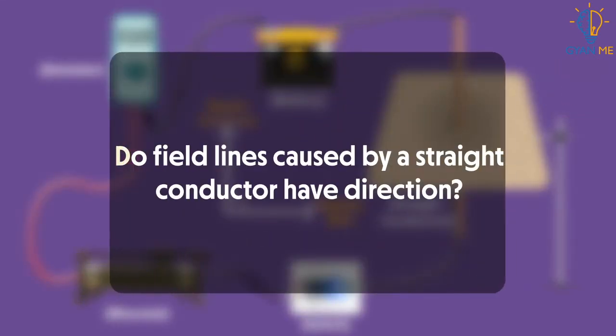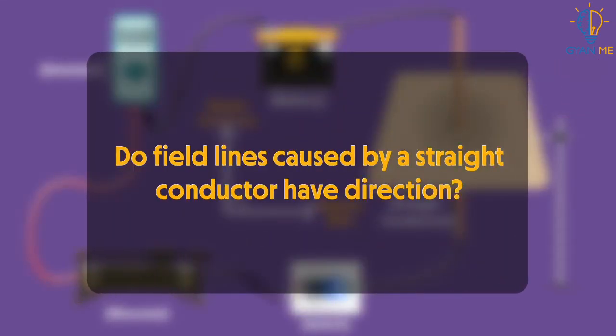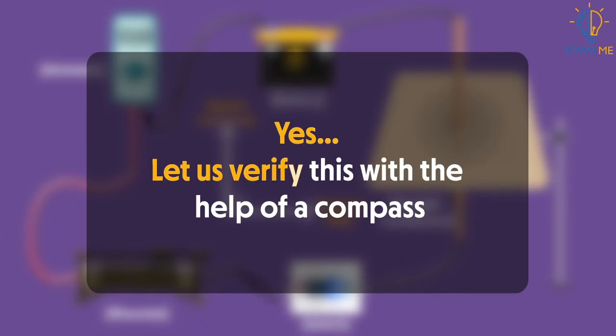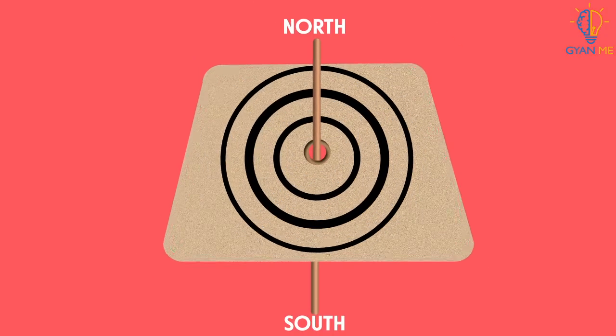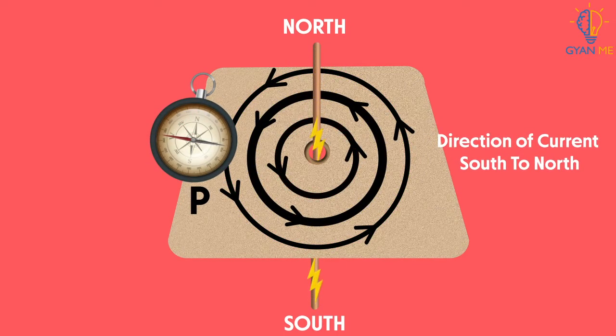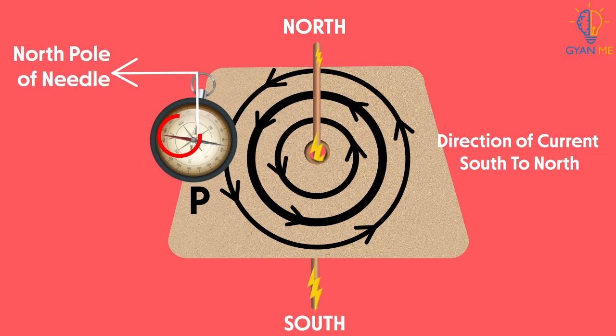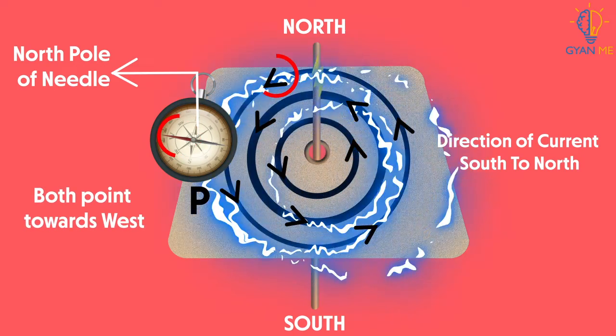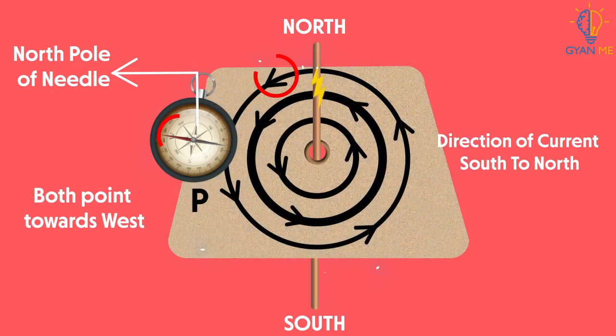Now, do field lines caused by a straight conductor have direction? Yes. Let us verify this with the help of a compass. Place a compass at a point, say P, on one of the magnetic field lines. Observe the direction of the needle. The direction of the north pole of the compass needle would give the direction of the field lines produced by the electric current through the straight wire at point P, which is shown by an arrow.